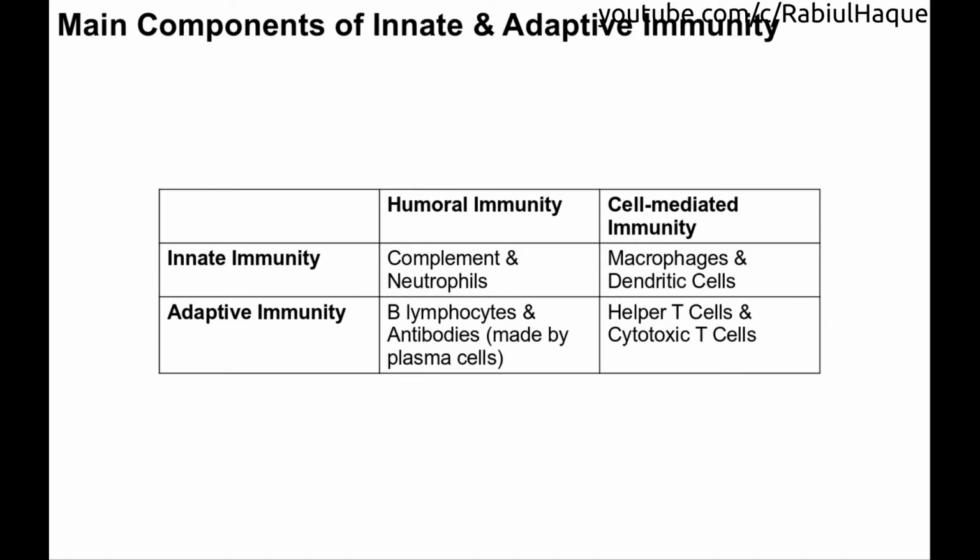So what are the humoral components of adaptive immunity? They include B lymphocytes and antibodies that are made by plasma cells. What are the cellular components of adaptive immunity? They include helper T cells and cytotoxic T cells.